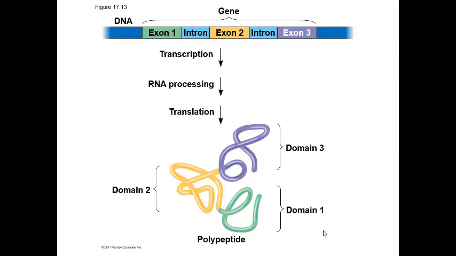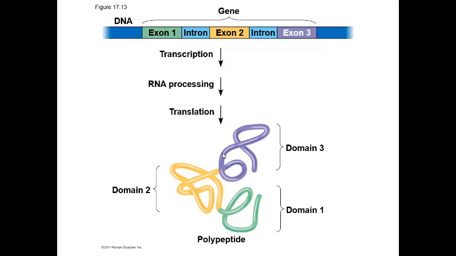So if you look at a gene, the gene itself has coding regions and non-coding regions. We call the coding regions of the gene the exons, the non-coding regions the introns. The gene itself, the sequence of DNA, goes through transcription and makes the messenger RNA. Then at the level of the messenger RNA, the introns are removed, the exons are spliced together. That messenger RNA then travels to the ribosome where it's translated into a polypeptide.